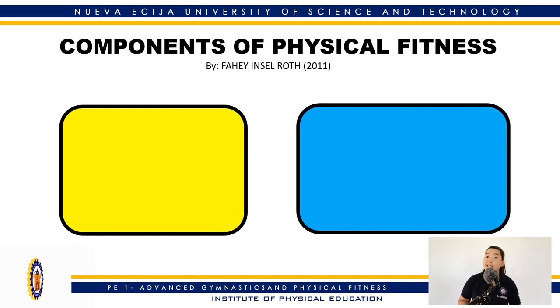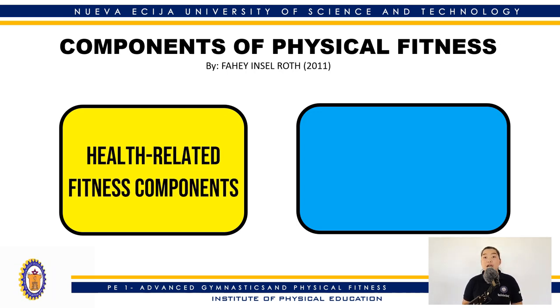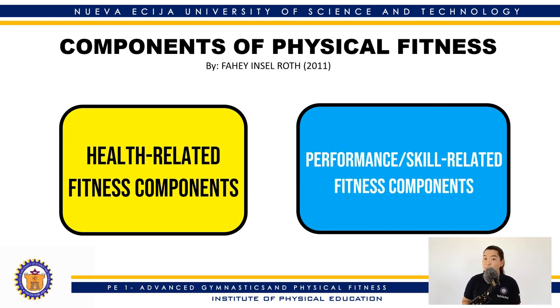And also, physical fitness tests have different test items. So first, we have the different components of physical fitness by Fahey, Insel, and Roth of 2011. We have two types or two sets of components under physical fitness. The first one is what we call HRC or the health-related fitness components. And the second one is the performance or skills-related fitness components. What is the difference between the two?